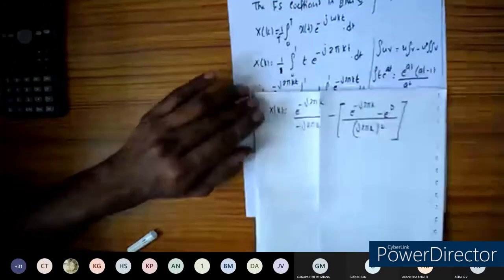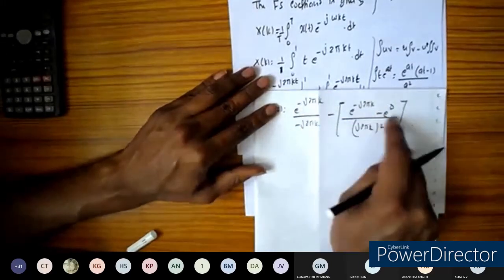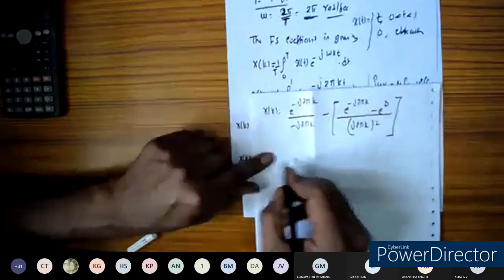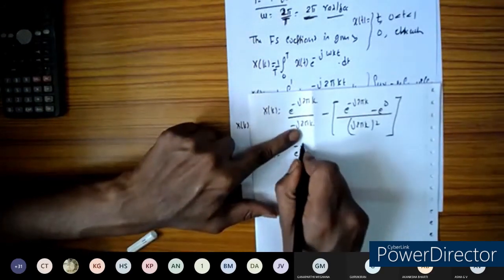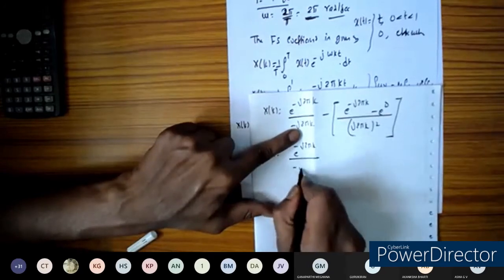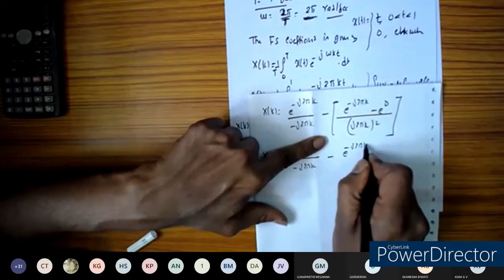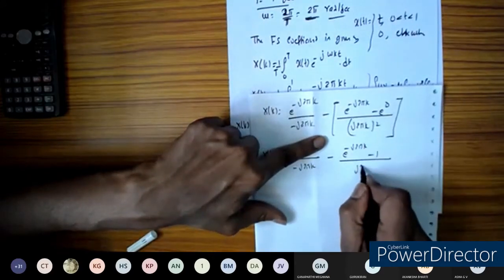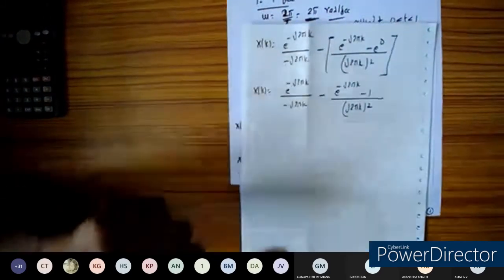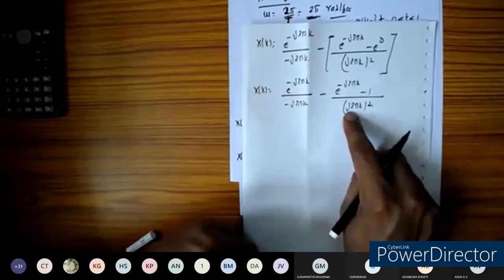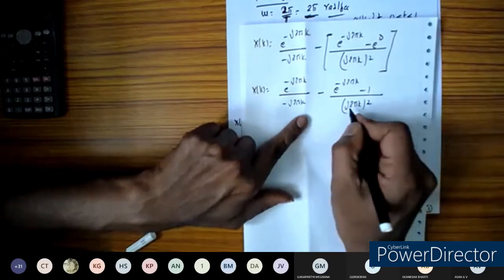So now let us simplify this one. e to the power of minus j 2 pi k is there, and e to the power of 0 is nothing but 1 here. So we got X of k is equal to e to the power of minus j 2 pi k divided by minus j 2 pi k, minus (e to the power of minus j 2 pi k minus 1) divided by j into 2 pi into k the whole square. If you want, you can take the LCM for this one. So j square is nothing but minus 1, so this will become minus 1.